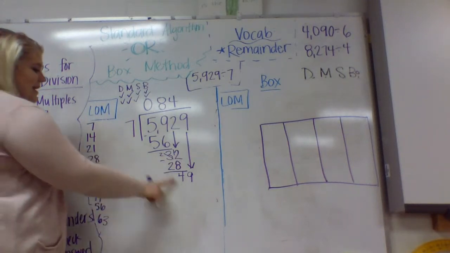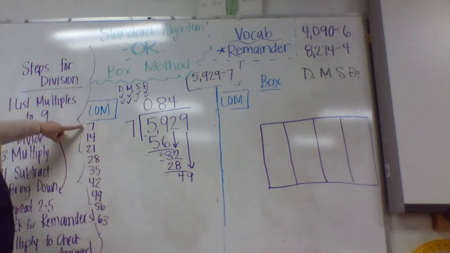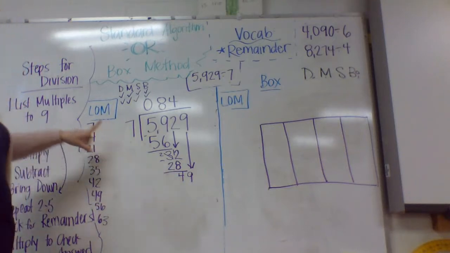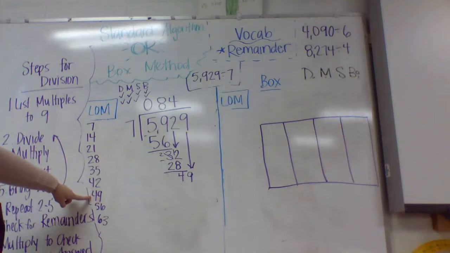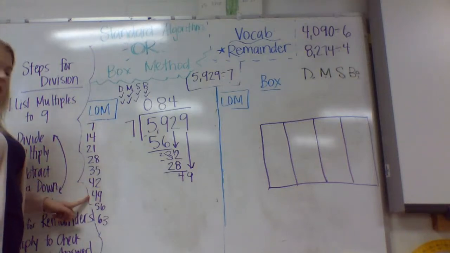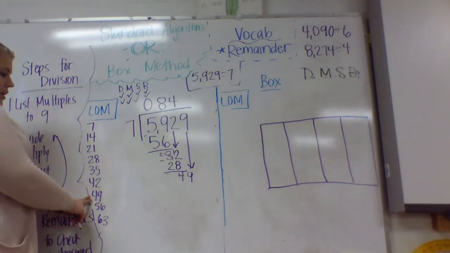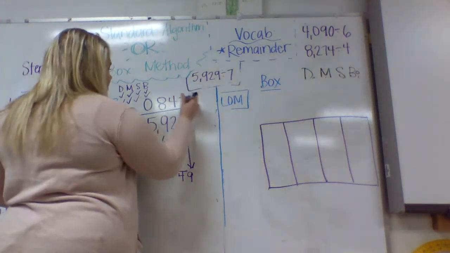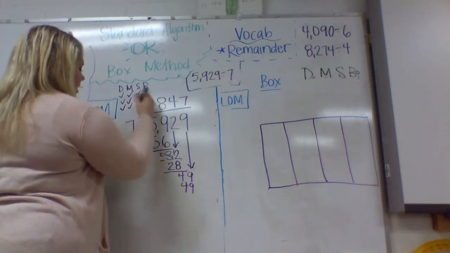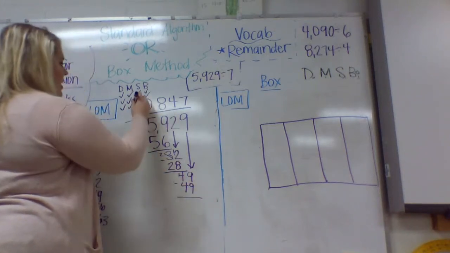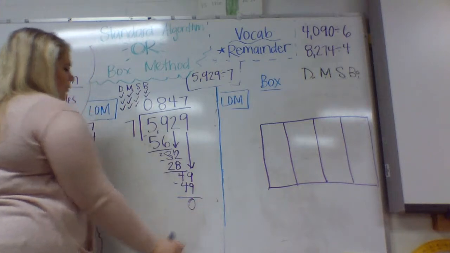How many times can 7 go into 9 without going over? Into 49, I'm sorry. 7, 14, 21, 28, 35, 42, 49. Well, that's right on the money. So 7 can go into 49, 1, 2, 3, 4, 5, 6, 7 times. 7 times 7 is 49. 49 minus 49 is 0.